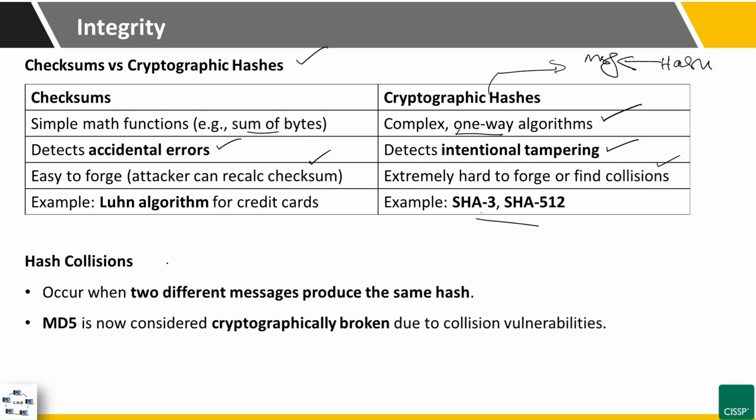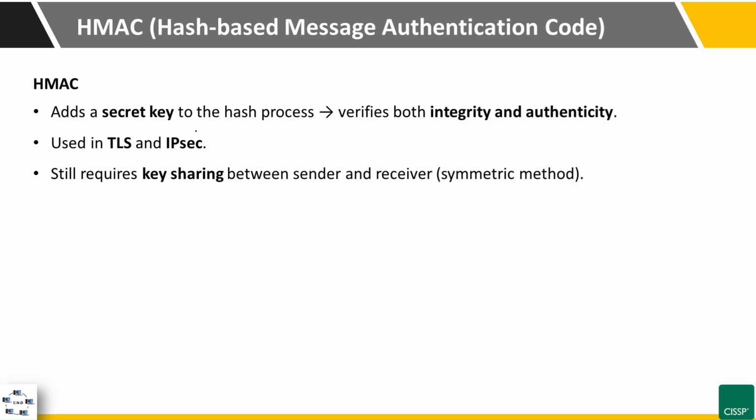Hash collision, as we studied, occurs when two different messages produce the same hash. MD5 is now considered cryptographically broken due to collision vulnerabilities. So MD5 should no longer be used. The secure options are SHA-3, SHA-512, etc.